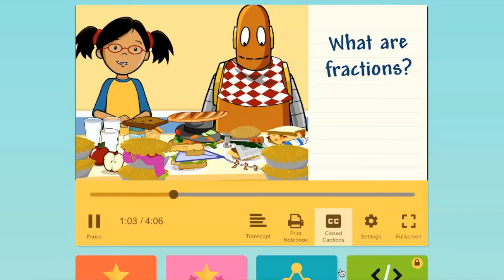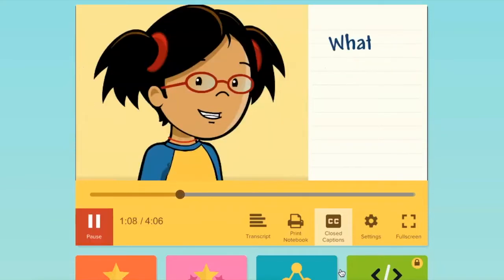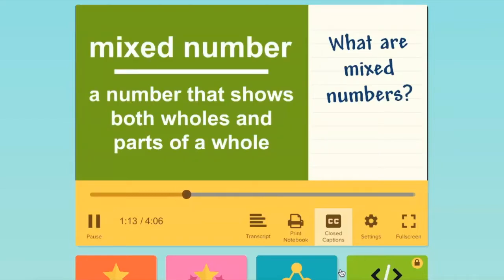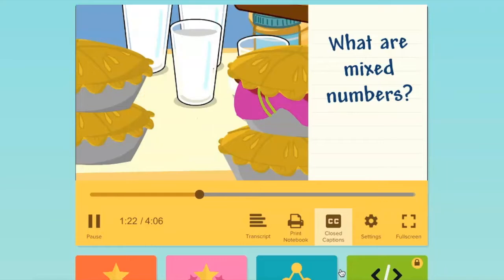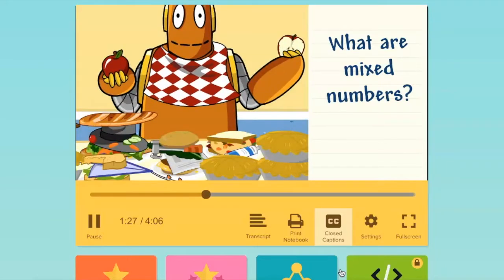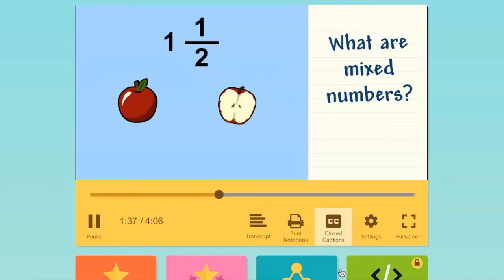Sometimes you count both whole items and parts of other items. What are mixed numbers? A mixed number is a number that shows both wholes and parts of a whole. You have only one whole apple, but you also have half an apple. Right, you have 1.5 apples. To write a mixed number, you write the whole number first. Then you write the fraction right next to it.